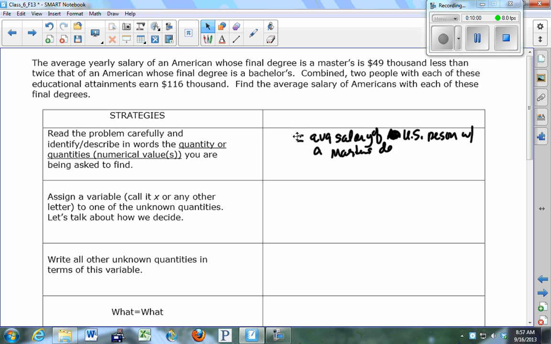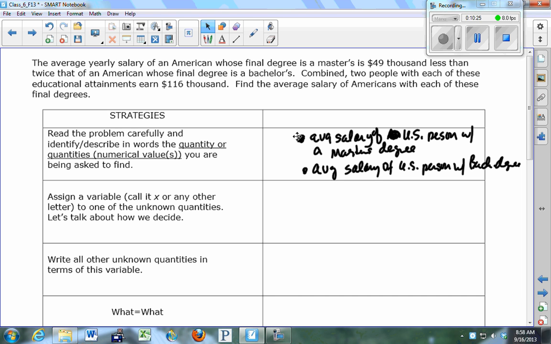Are we asked to find anything else? What else are we asked to find? Right, the average salary. So all I'm doing is identifying what I'm being asked to find. That's my first step, with a bachelor's degree. Okay, that's my first step.